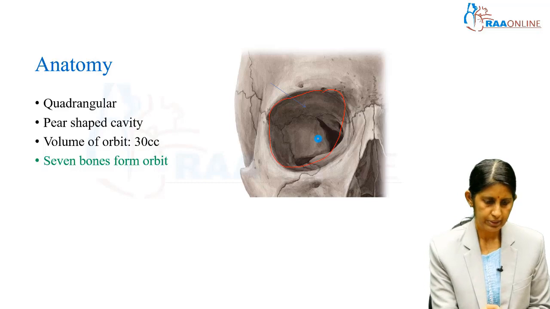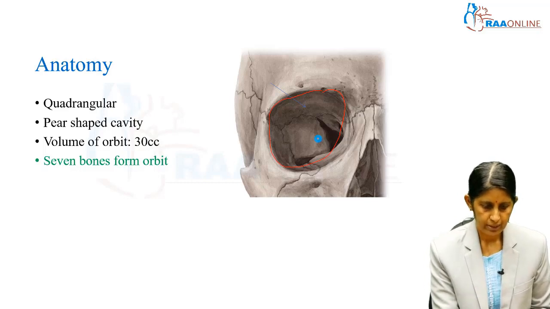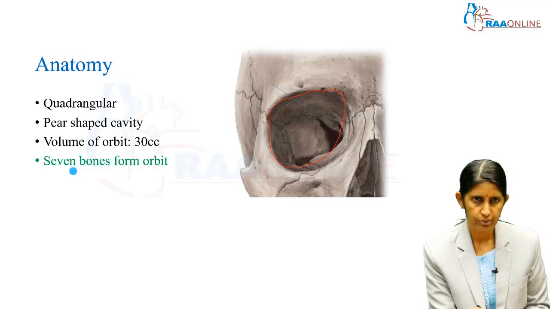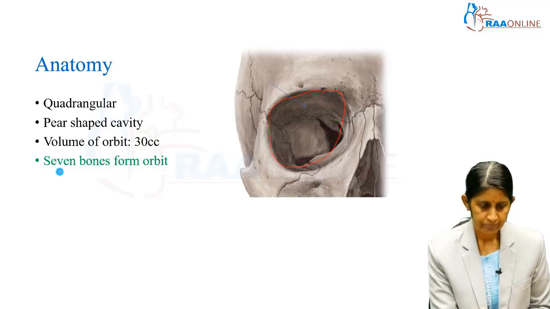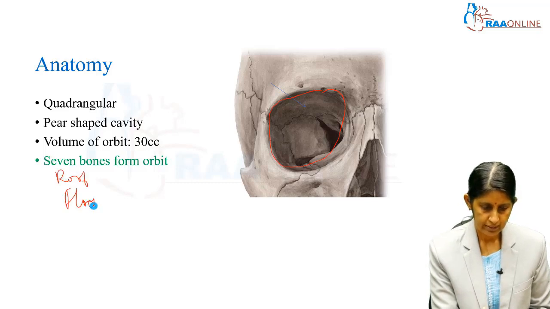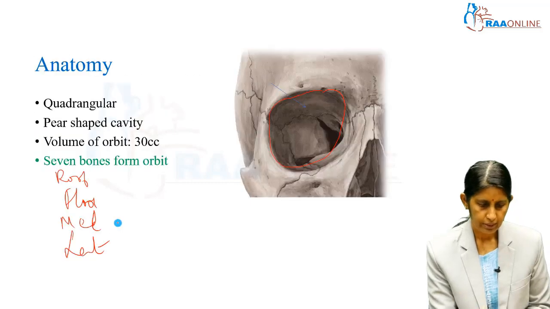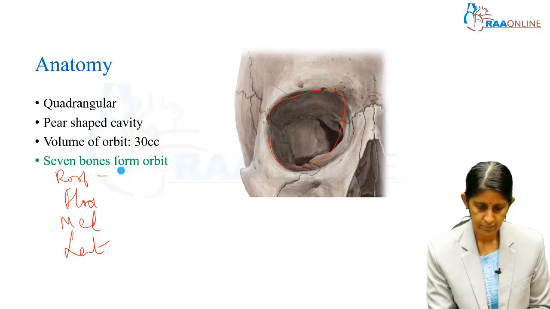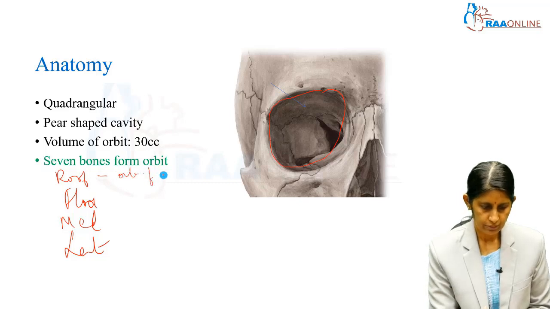The roof of the orbit is formed by the orbital plate of the frontal bone and the lesser wing of sphenoid. So these are the 2 bones that form the roof of the orbit. The floor of the orbit is formed by the maxillary, palatine and zygomatic bone. The medial wall is formed by the lacrimal, ethmoid, maxillary part of the maxillary bone and sphenoid bone. And the lateral orbital wall is formed by the greater wing of sphenoid and the zygomatic bone.